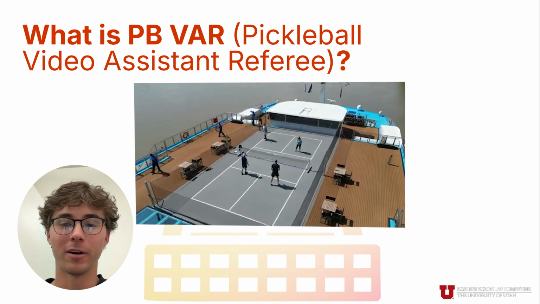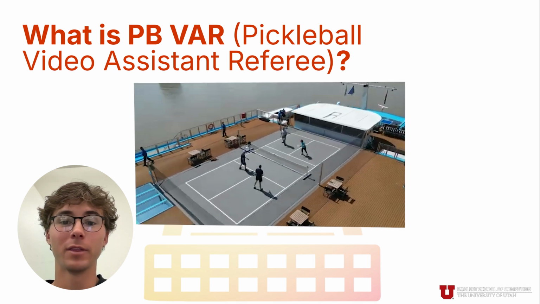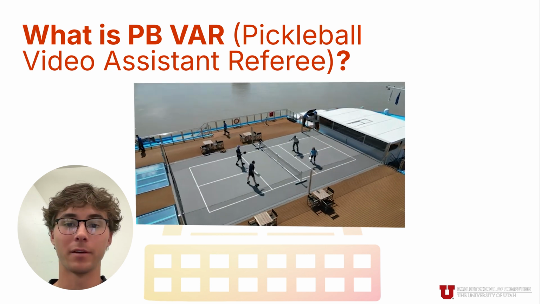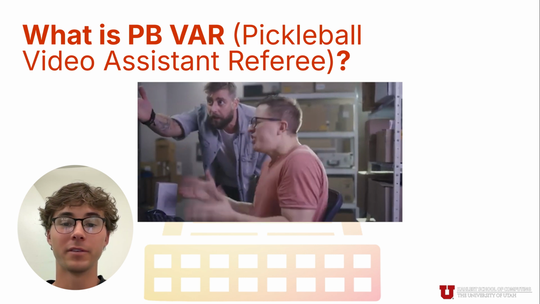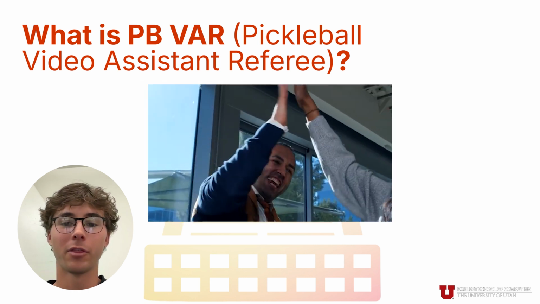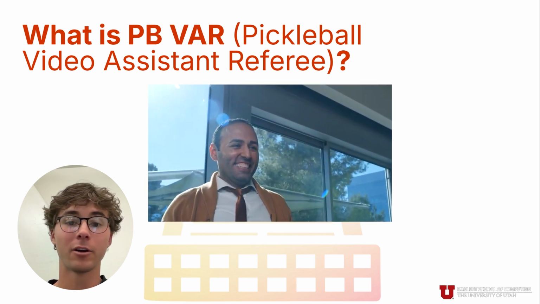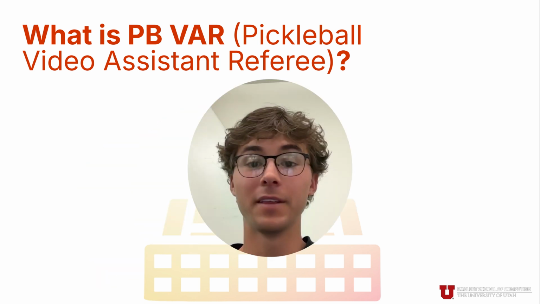So what is PBVar? Say you and your friend are playing pickleball and you hit the ball inbounds but your friend says it's hitting out of bounds. Now this can lead to a heated debate, but since you have the new PBVar app, you now have a third eye that can tell you if the ball landed inside or out with an audible noise. Now this alleviates any game call questions when you're playing pickleball.